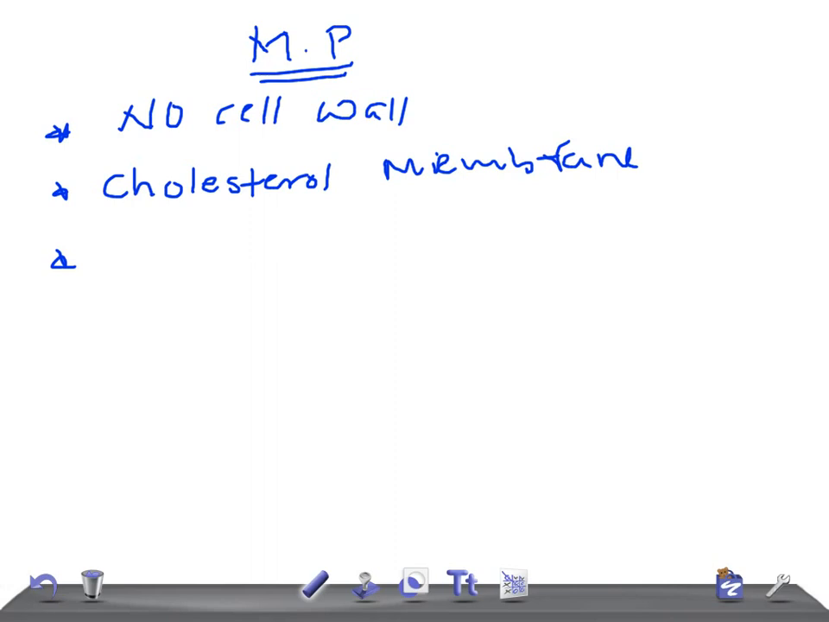Now the other important point is they give fried egg colonies on Eaton's media. But remember, Mycoplasma pneumoniae doesn't give this; the other bacteria of the Mycoplasmataceae, like Ureaplasma urealyticum, do. So Eaton's media.